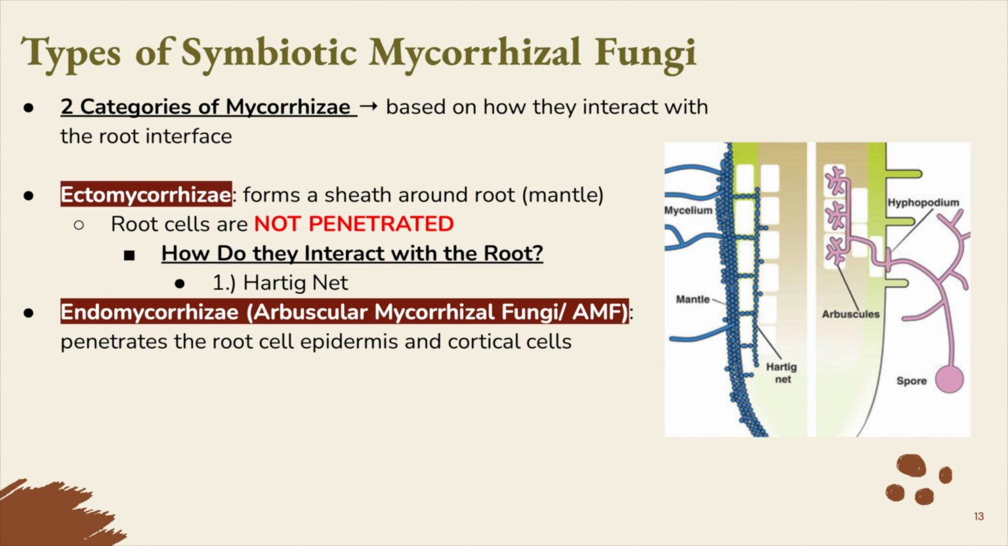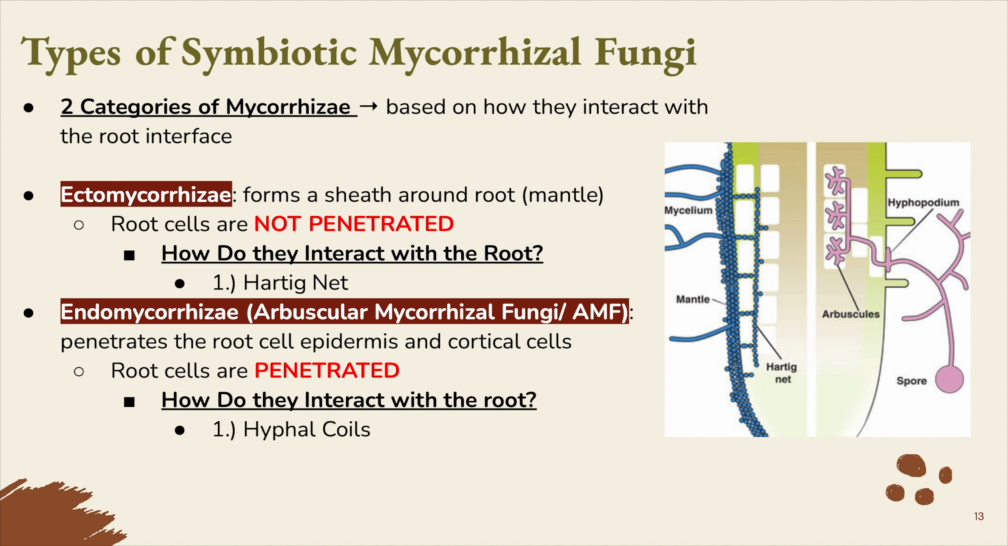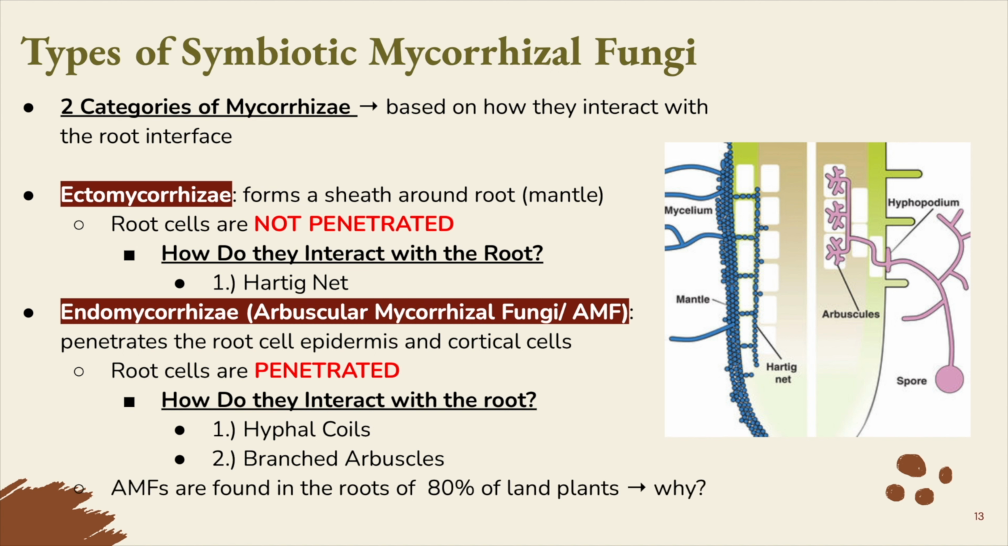Endomycorrhizae, on the other hand, penetrate the root cell epidermis and cortical cells. In this case, root cells are penetrated, so how do they interact with the root? Endomycorrhizae can form hyphal coils, which are coils around root cells, or they can form branched arbuscules, which are tree-like structures made of hyphae which penetrate into the epidermal and cortex cells and branch inside the cytoplasm of the cortex cells. Arbuscular mycorrhizal fungi are found in the roots of 80% of land plants. But why? It's believed that these fungi helped plants colonize the land and helped the evolution of vascular plants.